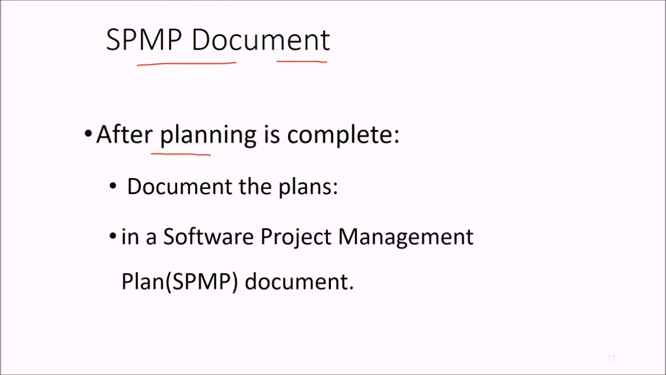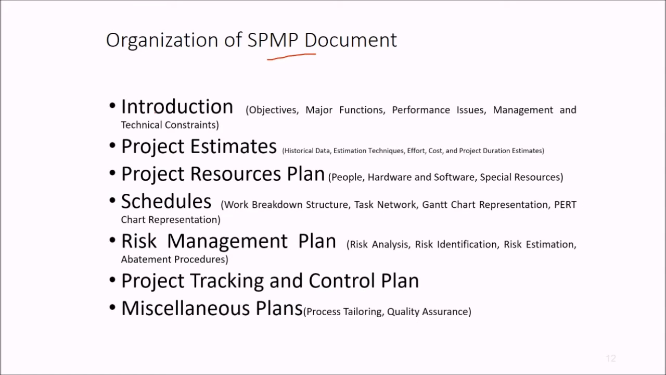SPMP document. What is this? Once the planning is complete, then we document the plans. If you are going to document, you have to have a name for the document. So we call it SPMP, that is the Software Project Management Plan document. So what will be the organization of this SPMP document? It will start with the introduction, which will have objectives, major functions, performance issues, management and technical constraints.